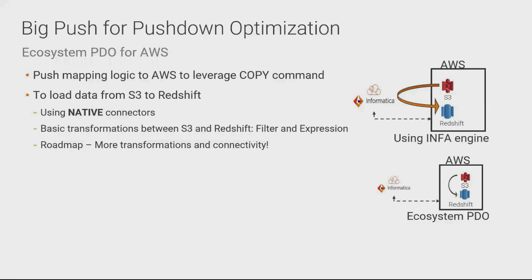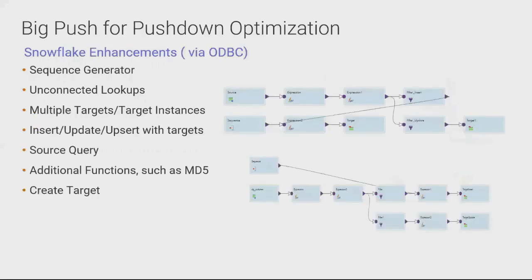So you will also avoid the ingress and egress charges that you would typically incur when you're using S3 and Redshift here. And currently the supported transformations are limited. We are working on enhancing the transformations in the roadmap. Other push-down capabilities are very specific to the Snowflake connector. We have enhanced the transformations that we support push-down for, and this is via our ODBC connector for Snowflake.